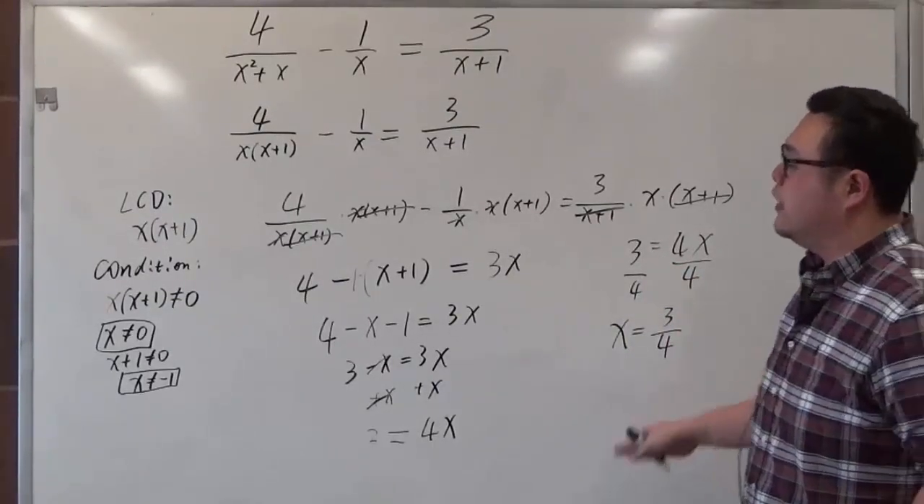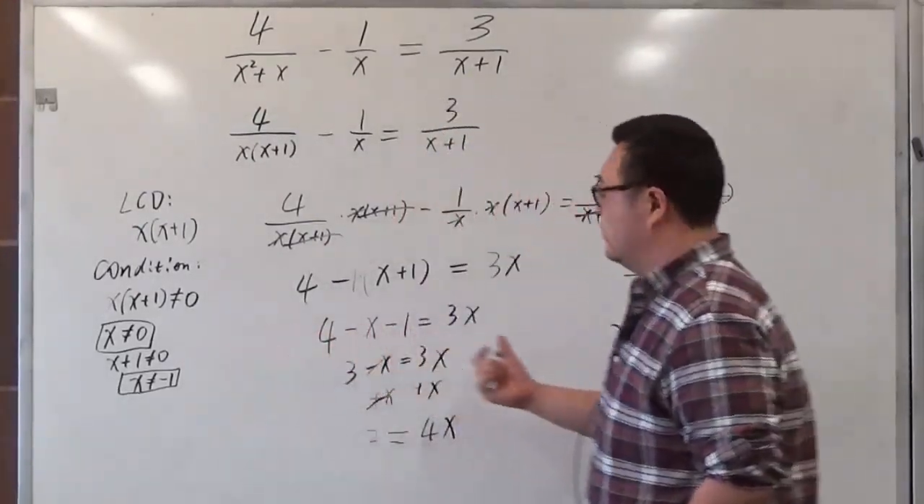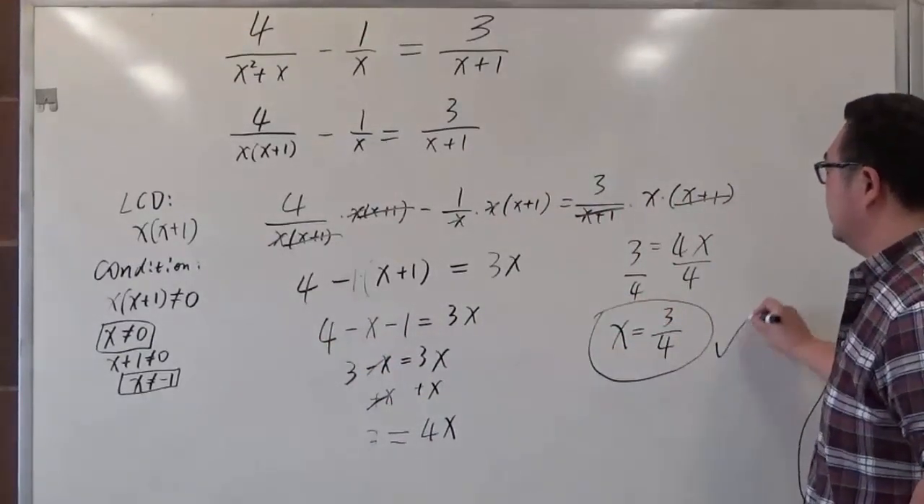So let's double check our condition. Our x cannot be 0 or -1. Our solution is x equals 3/4, so this condition is good.